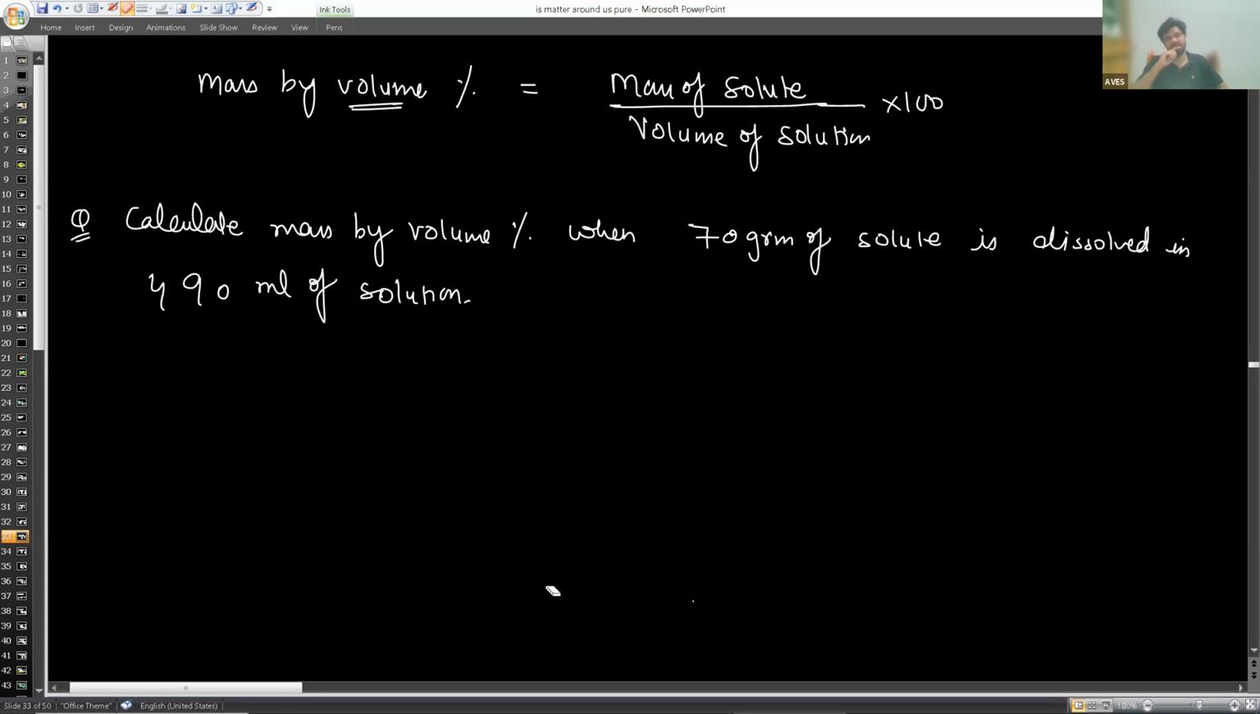This is a very simple and direct formula based question. Mass by volume.